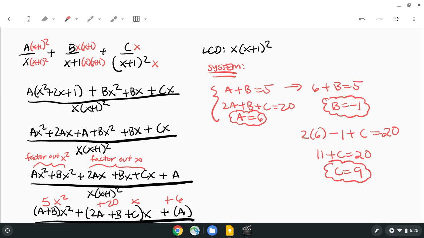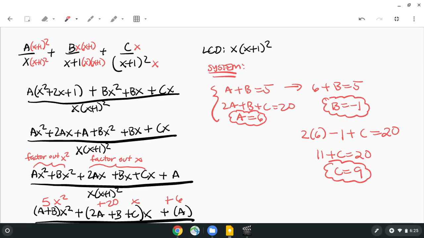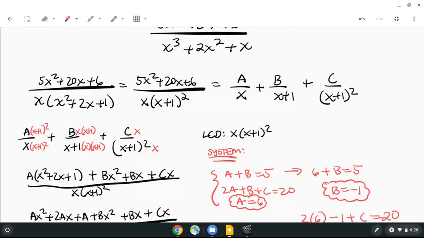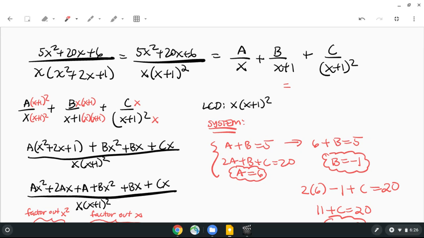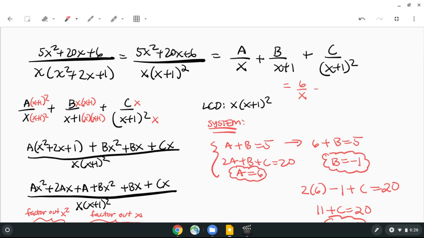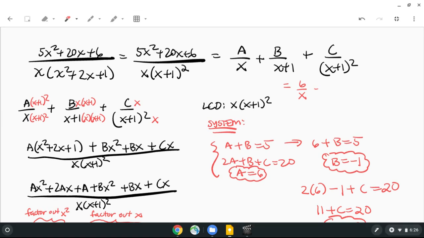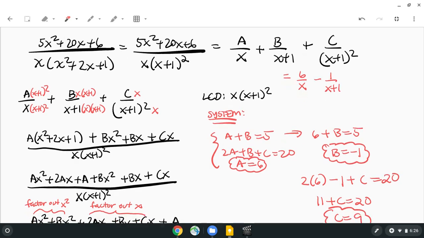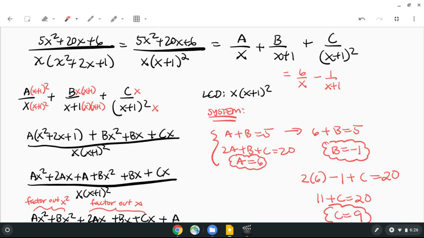So let's go up. All right, here we go, my answer. A is 6, so 6 over x. B is -1, so -1 over x plus 1. And c was 9, I believe. C is 9. So plus 9 over x plus 1 squared.